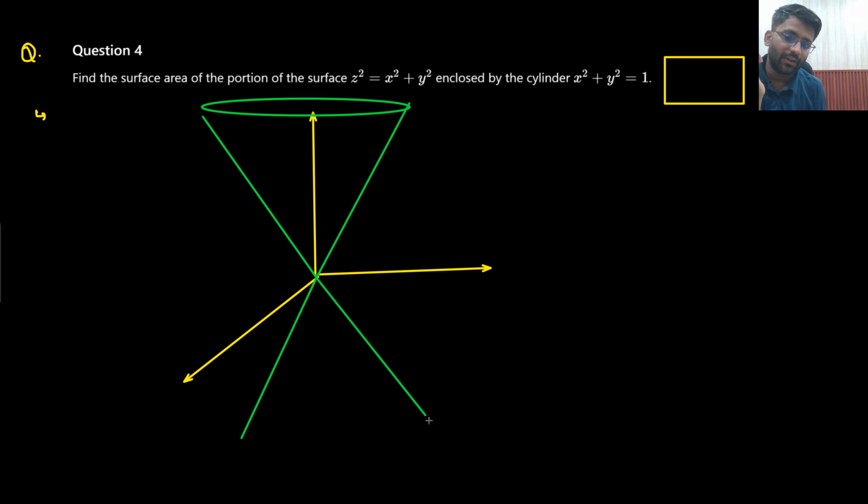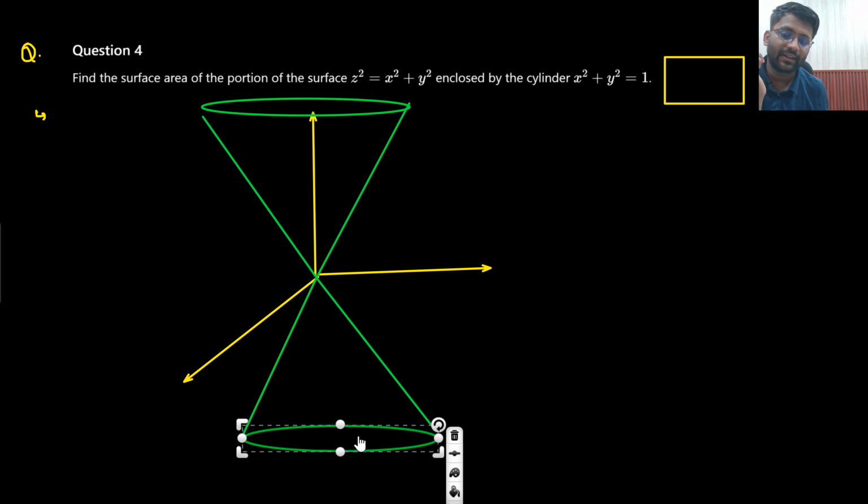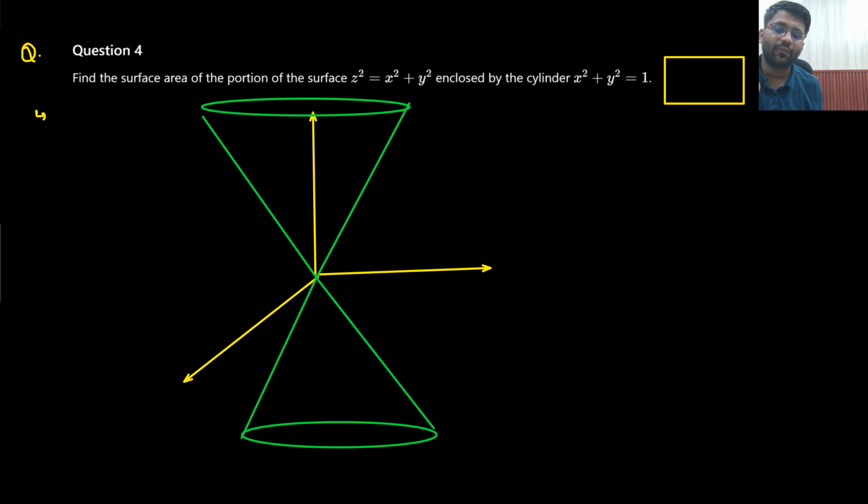So this is the point a lot of students would miss. So their answer would come half of the actual answer. Let's just say the actual answer is alpha, then their answer would come out to be alpha by 2, because they would miss the negative part. Because you are supposed to find out the surface area. So the surface area of the upper part would also be there, the surface area of the downward part would also be there. So this is how this cone would be extending.